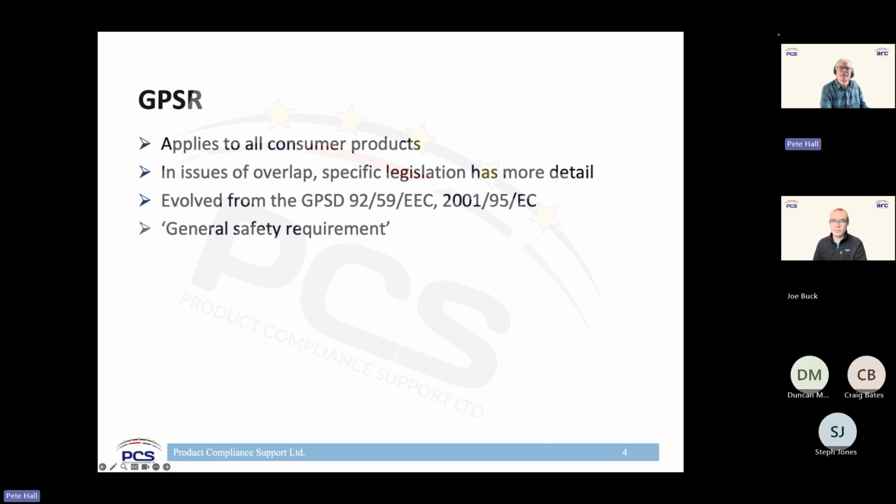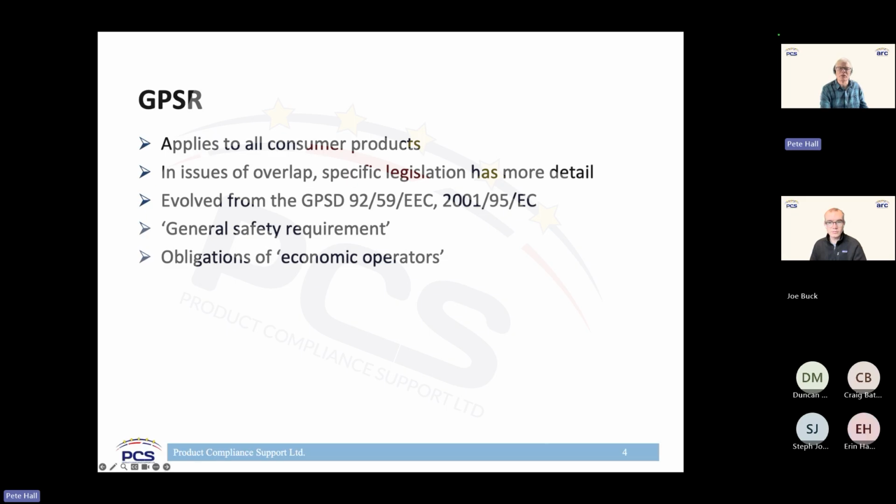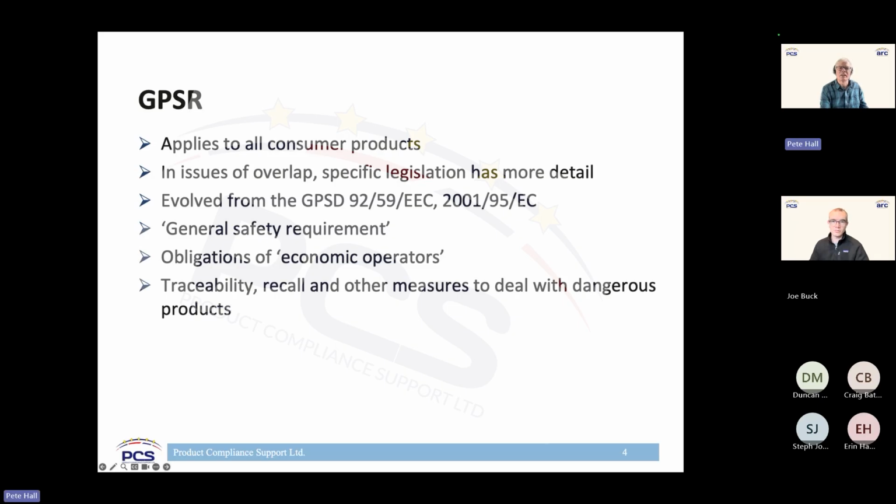And the main thing it says is about safety of these products, and that is called the general safety requirement. Other things it has, and particularly new things it's had a major overhaul on in the latest edition, are the obligations of economic operators. So economic operators are people who supply products, whether they're manufacturers, importers from outside the EU, or distributors of products within the EU. They're the economic operators. And it has a list of obligations for each of those economic operators.